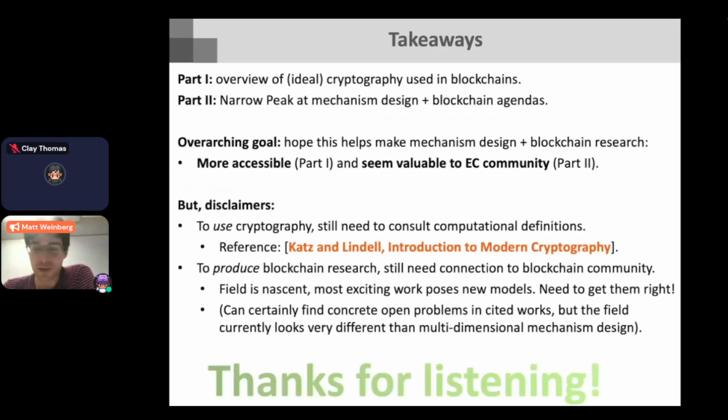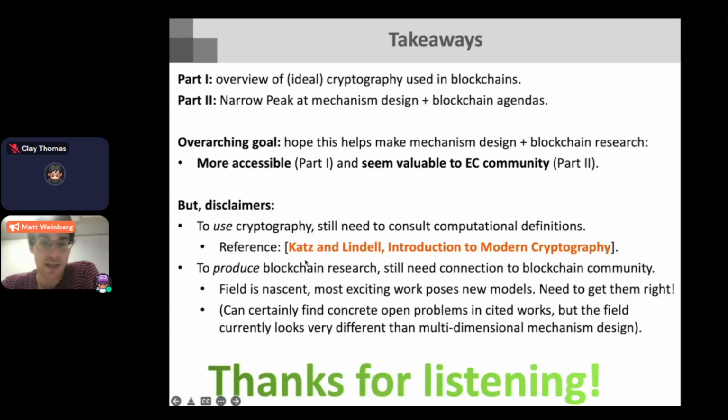So that is it. I'm sorry for starting late and then running over, even conditioned on how late I started. Basically, just to wrap up, I hope that the first part of this talk did make cryptography feel a little bit more accessible. If people have questions, I'm happy to try and answer them. And I hope that the second part, even though it was brief, gave you a quick pitch for why I think this would be a good thing for the EC community to have more of.